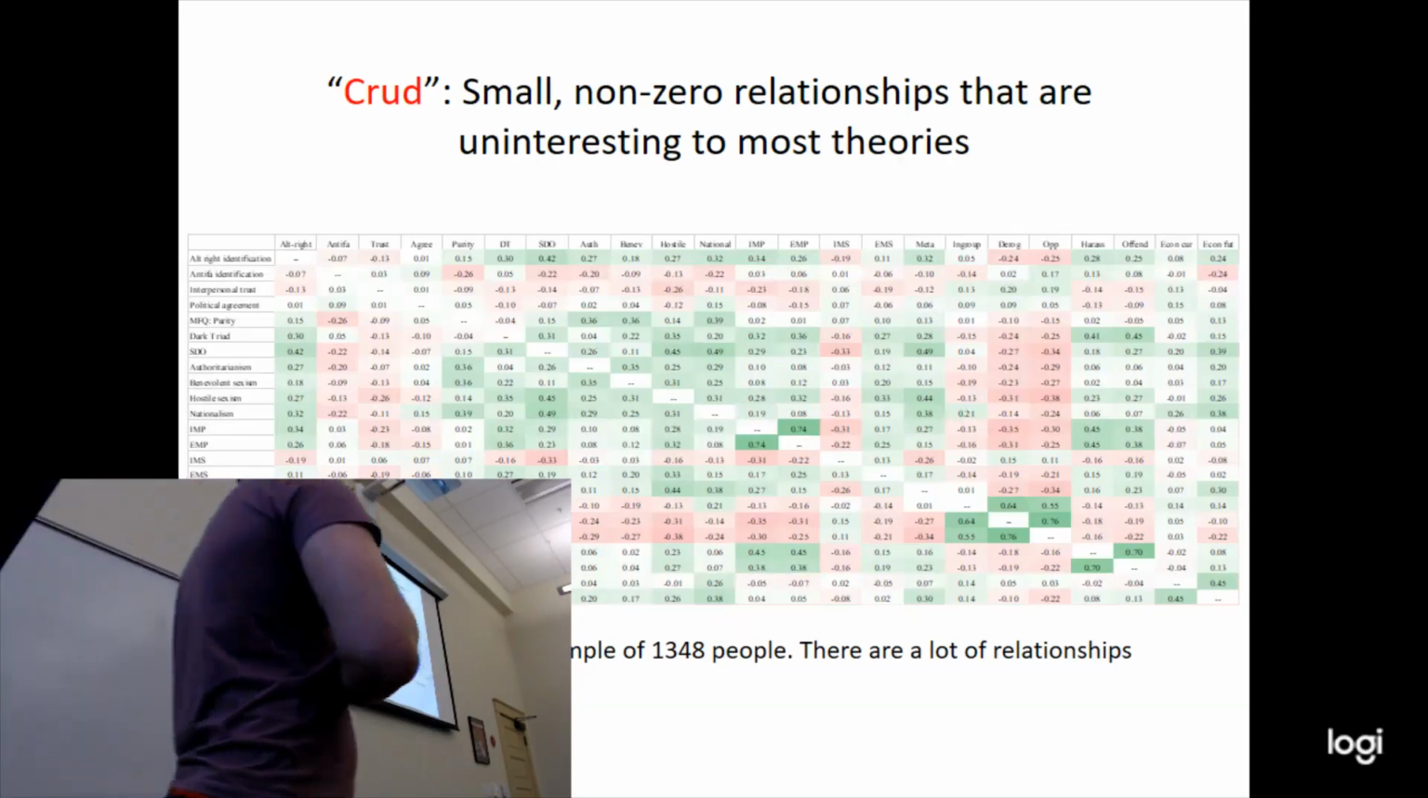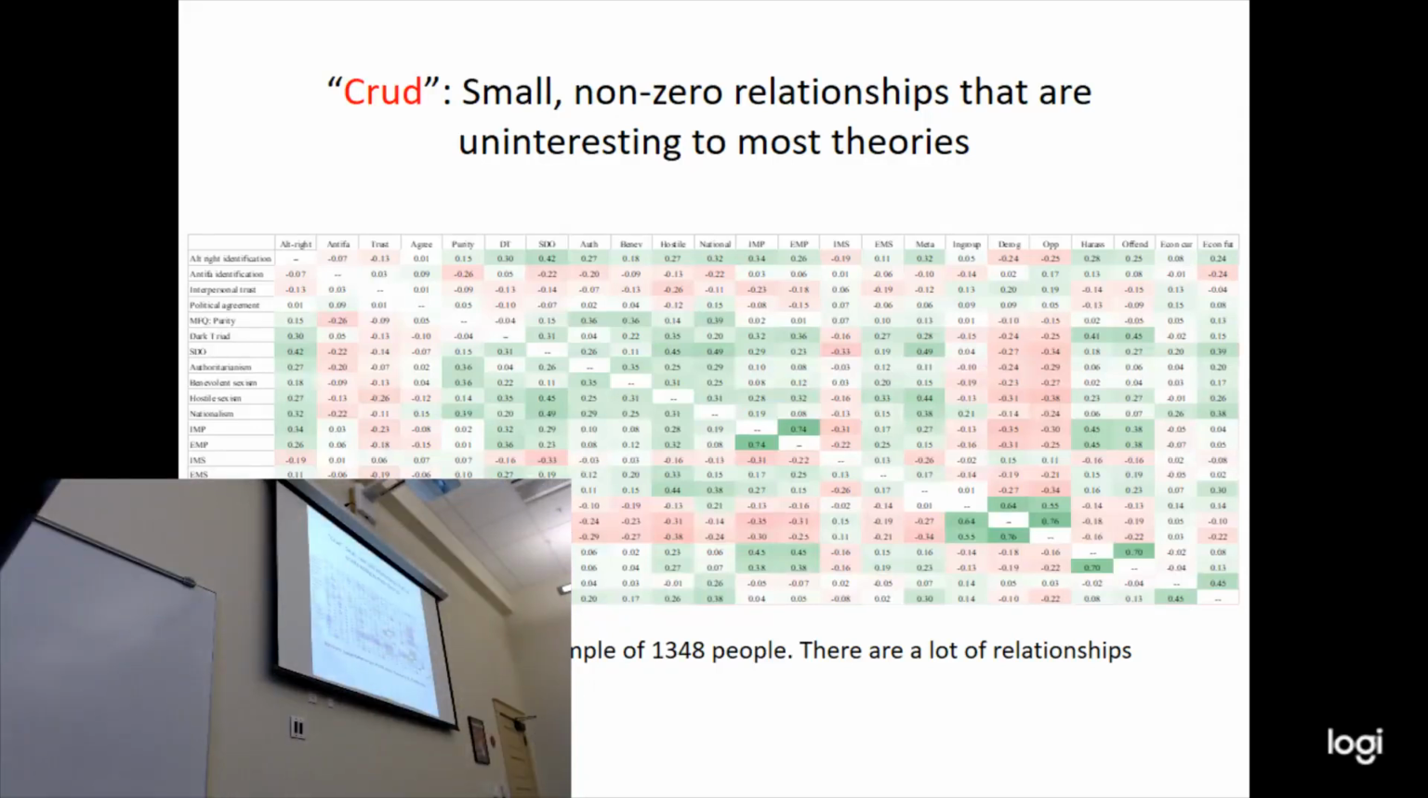Paul Meehl uses the word CRUD to refer to these relationships. CRUD here means they're truly non-zero in the population, but they're not theoretically interesting or important. So Paul Meehl argues that CRUD is a feature of most social science data. This is probably less true if you're dealing with randomized experiments, but it still may be true that CRUD is present, because most things that you could do to a person have some impact, even if it's small.